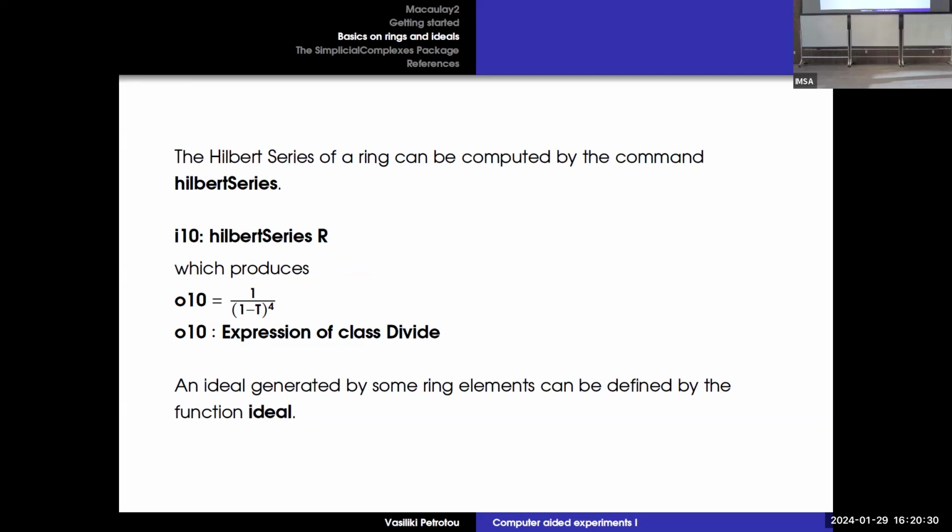Here is a capital S, we should take care of it. And the Hilbert series of the polynomial ring is 1 over 1 minus t to the power 4. Now, if we want to write down an ideal, to define an ideal, we use the function ideal. So you see, it's related very much with the mathematical notion that we use.